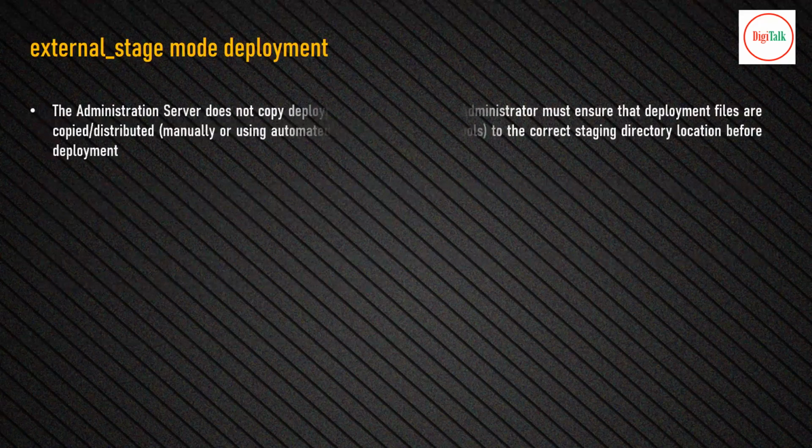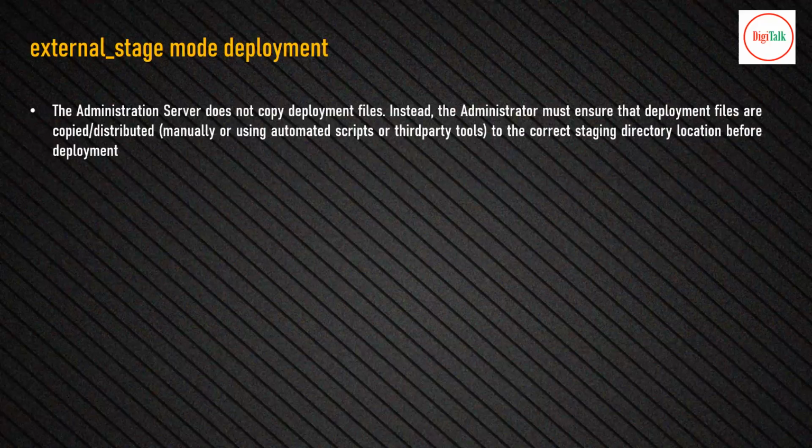Now, external stage mode. This is something like no stage mode, but the difference is that your file will not be copied inside a stage folder. In stage mode, your files get copied into a staging folder and then deployed from there. But in external stage mode, your admin server looks for the deployment file inside the stage folder, but it will not copy it there. So that means you have to manually copy the files to each and every server's stage folder, and then do the deployment, right?